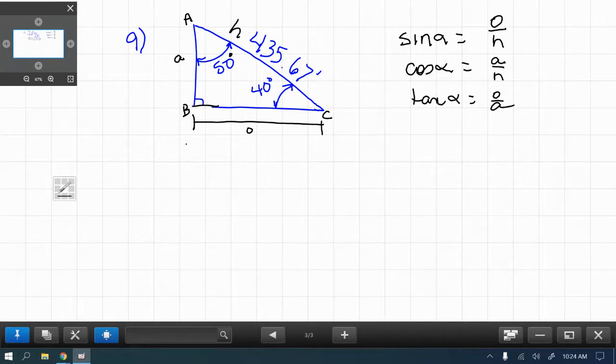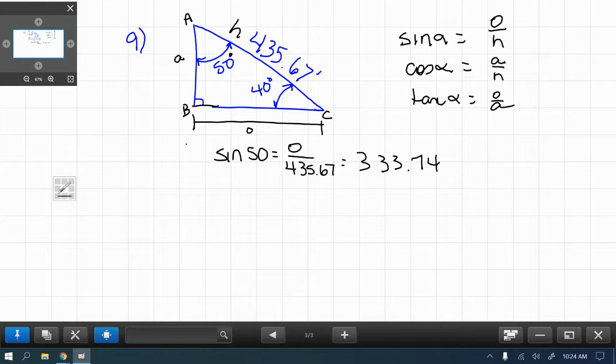So here, I'm not even going to use the 40. Watch what I'm going to do. I'm just going to use sine 50. And I know the opposite's what I'm looking for. And I know my hypotenuse. If I say sine 50 and multiply it by the 435.67, that's giving me 333 point, and I'm on 74.